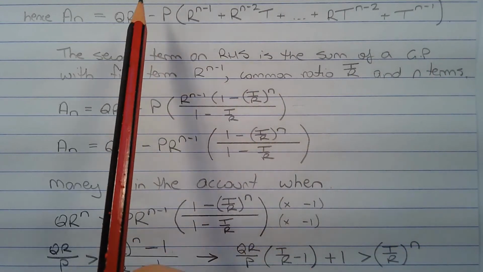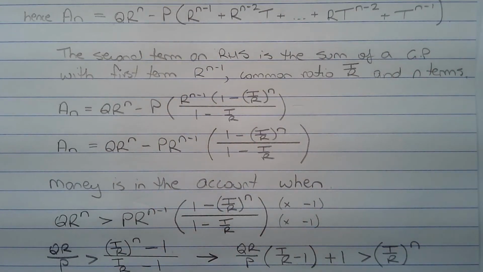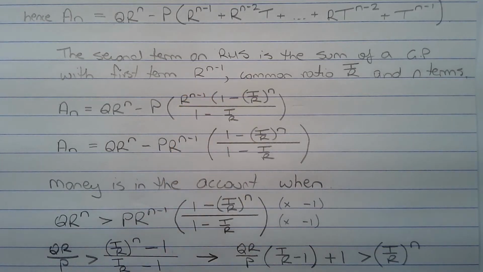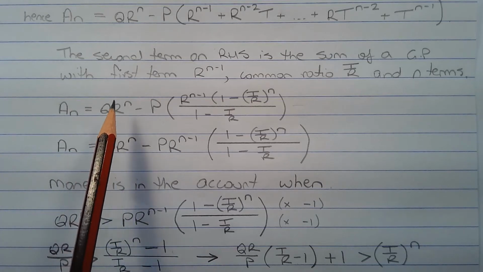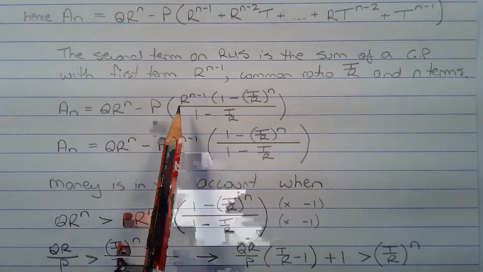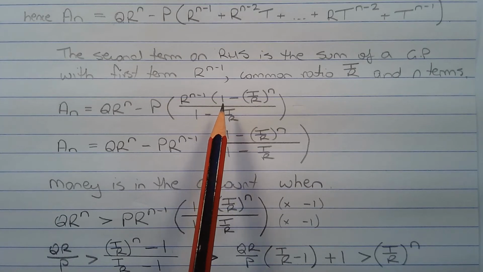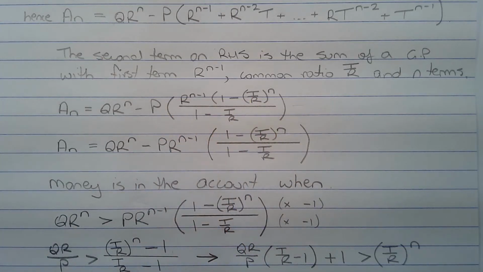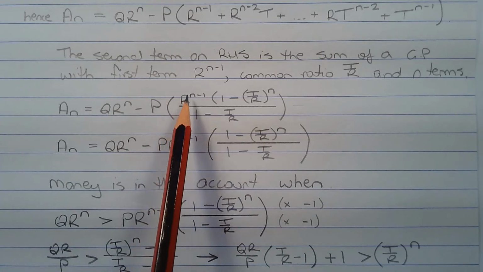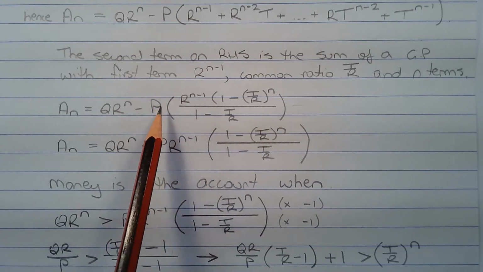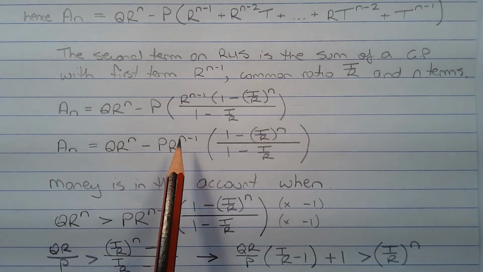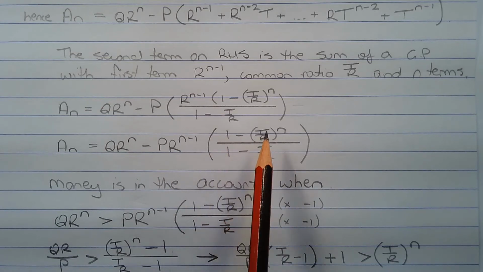Now replacing this geometric progression with the formula for the sum of a geometric progression, noting the value of the first term and the common ratio, we get A_n is equal to qr to the power of n minus p times r to the power of n minus 1 multiplied by 1 minus (t over r) to the power of n, all over 1 minus t over r. Taking out the r to the power of n minus 1 outside the outer brackets here, we get A_n is equal to qr to the power of n minus pr to the power of n minus 1 times 1 minus (t over r) to the power of n over 1 minus t over r.